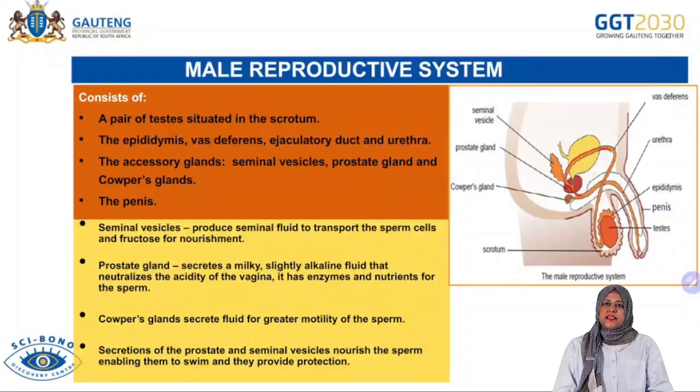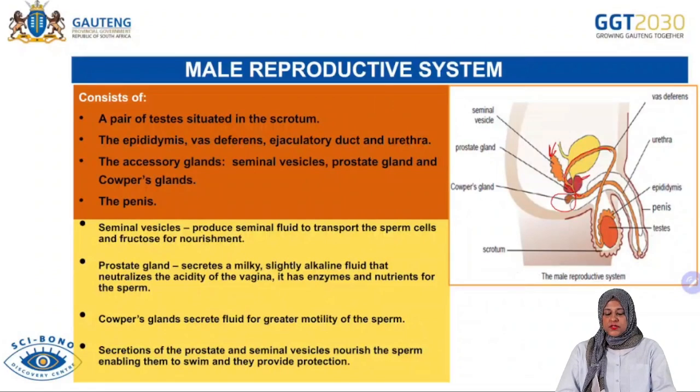This is the passage of semen. Now remember, semen is made up of sperm and fluid. Then we have the accessory glands, the seminal vesicle. This is the seminal vesicle. And we have the prostate gland here, and then Cowper's gland, and then the penis. Now, the seminal vesicles produce seminal fluid to transport sperm cells and fructose for nourishment of the sperm. Then we have the prostate gland that secretes a milky, slightly alkaline fluid that neutralizes the acidity of the vagina, and it has enzymes and nutrients for the sperm.